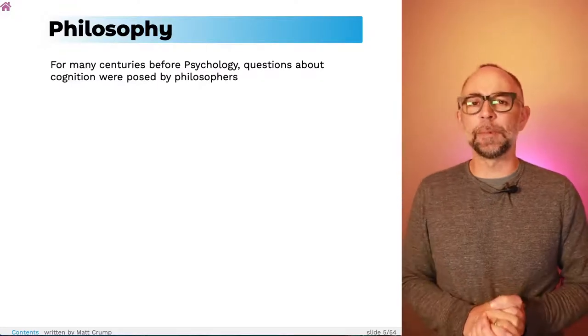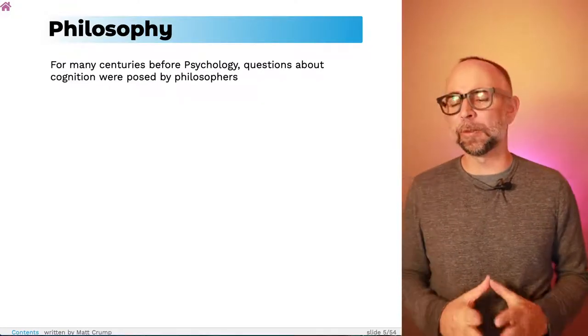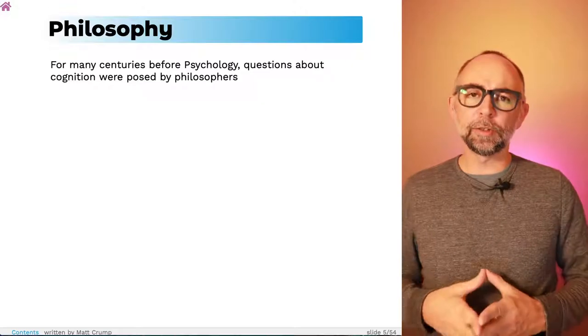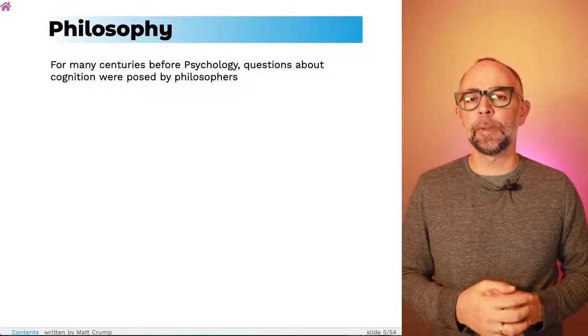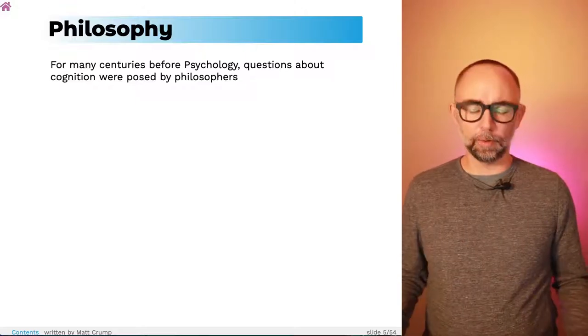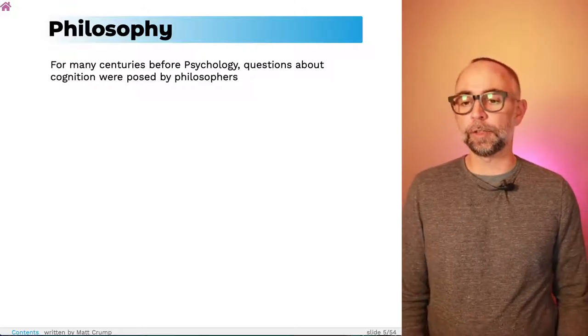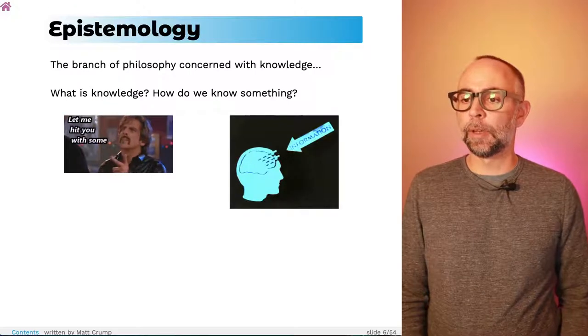And I'm sure questions about cognition were being posed by lots of different people. We're going to look at a particular tradition in Western European philosophy that is a precursor for a lot of experimental psychology in the early 1900s.